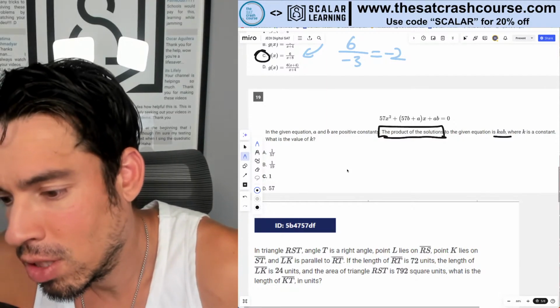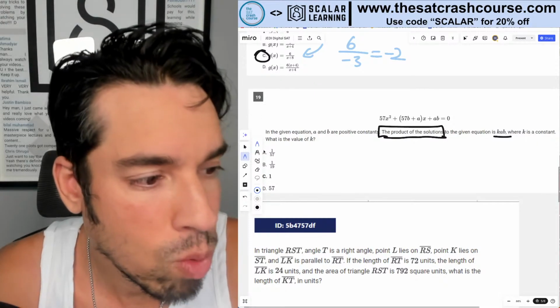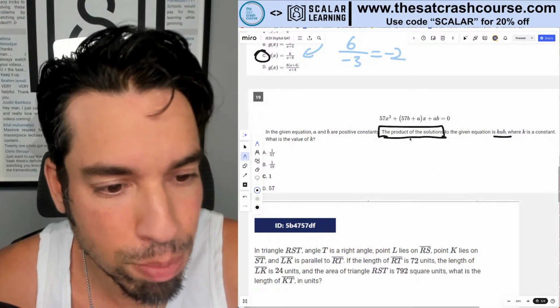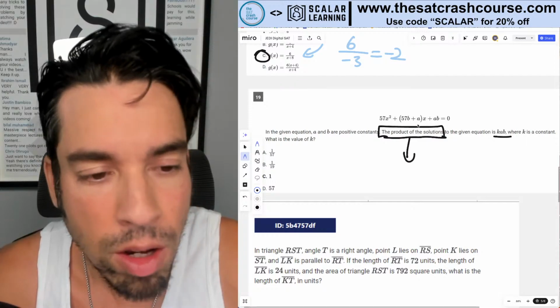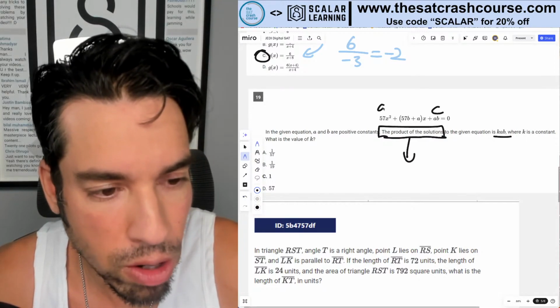All right, I see Nair, C over A. This is my favorite formula. Haha, legend. You've got to know it, and Nair knows it. Now, why am I going to use this? Because it says the product of the solutions. So what is it? C, right? There's my C term, the constant at the end, over A.